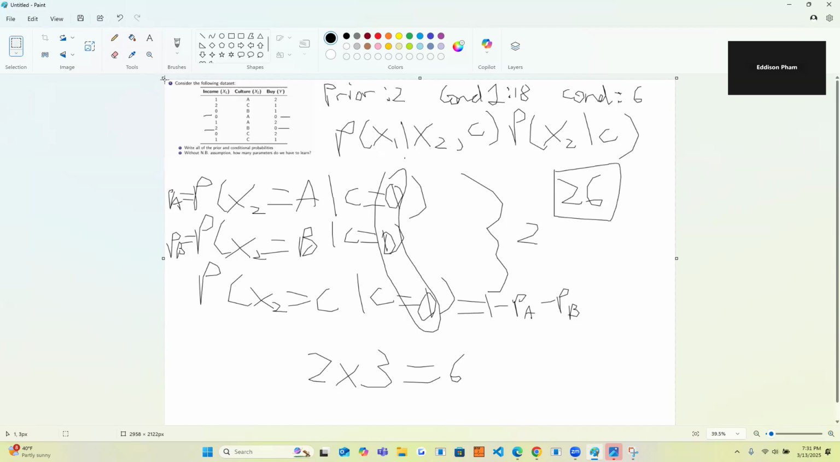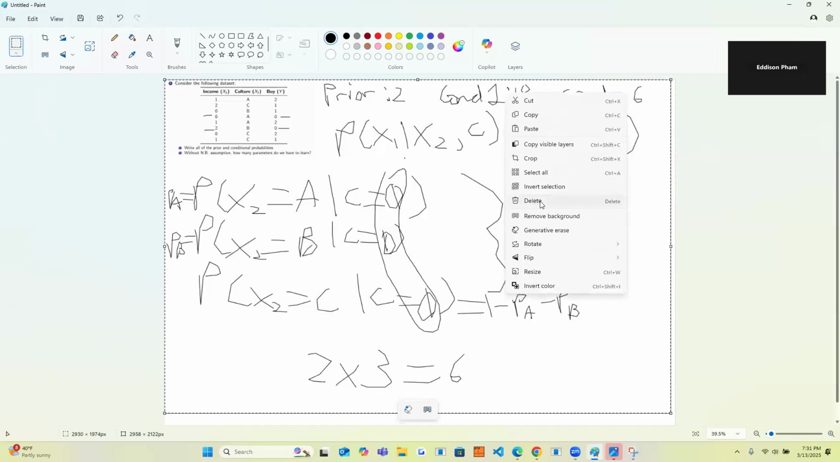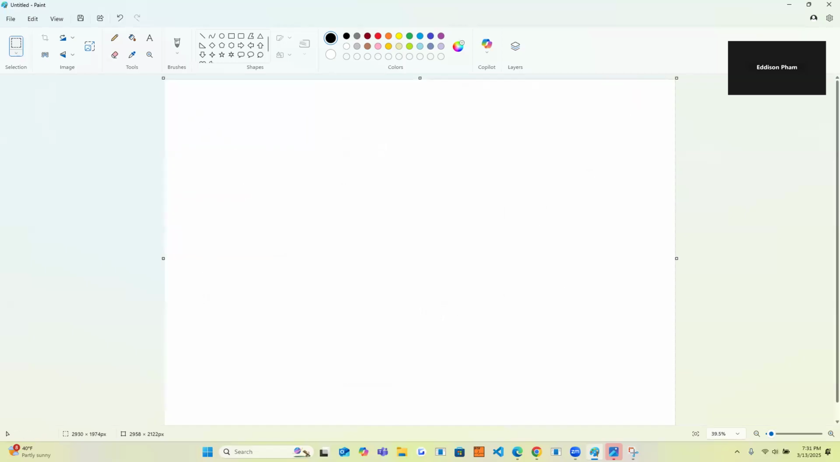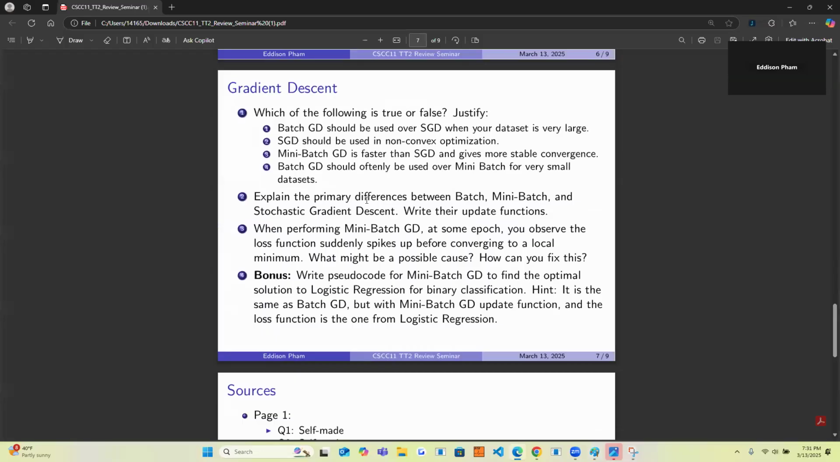So if this question ever shows up, which it will probably show up, it's a very high likelihood, you guys will know how to do it without a problem. All right, time for the fun part, gradient descent. Which of the following is true or false? Justify your answer. Batch gradient descent should be used over SGD when your dataset is very large. Is that necessarily true or false? And this is for general cases. In general, should we use batch GD? Exactly, it's false. Can you explain why?